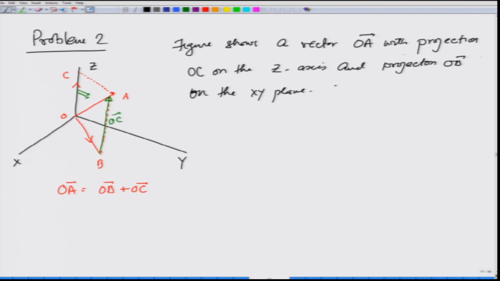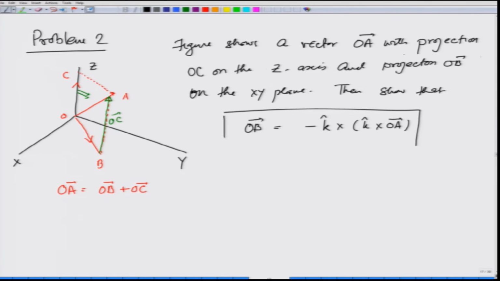Then show that OB is equal to minus k cross OA. This is what we are supposed to show.